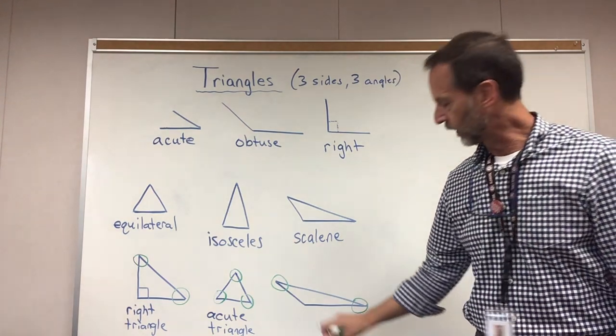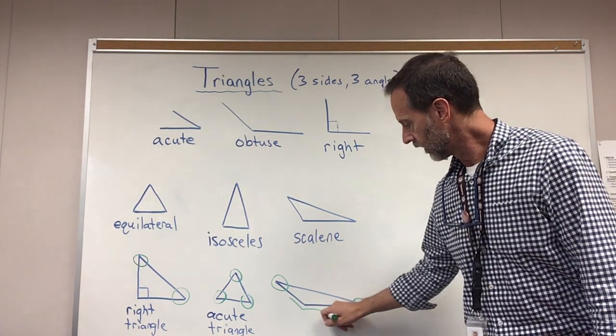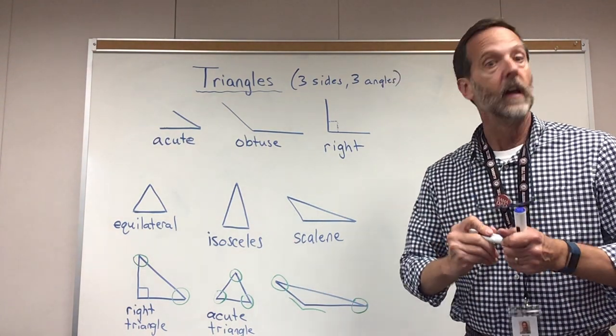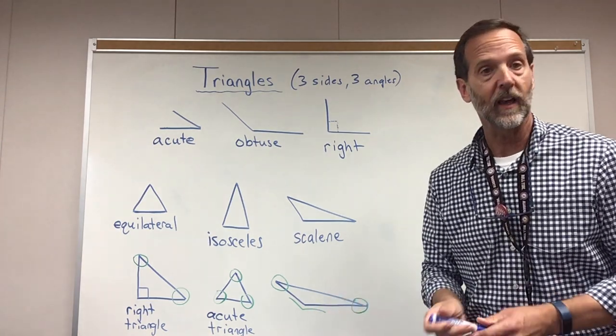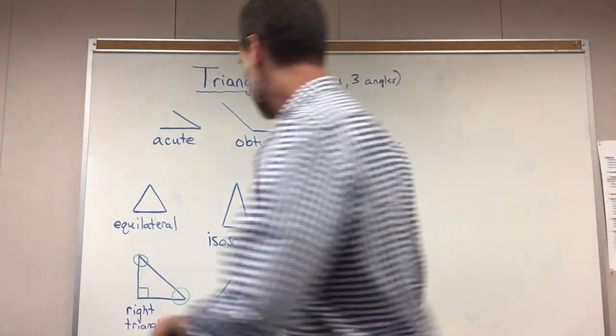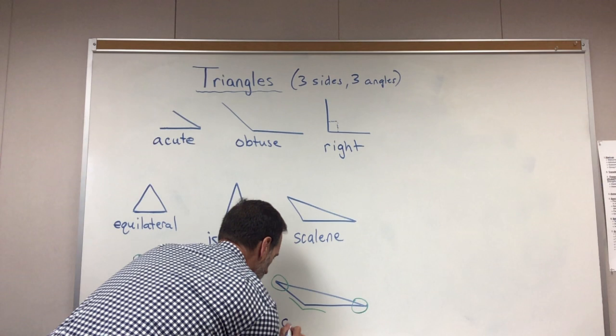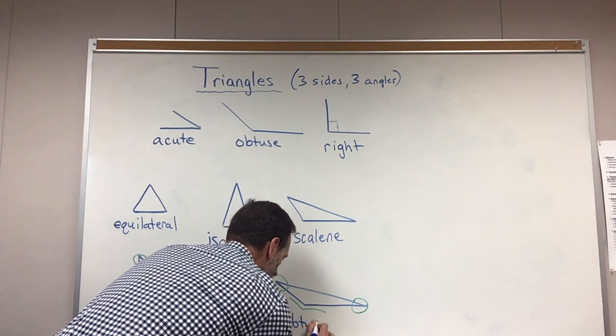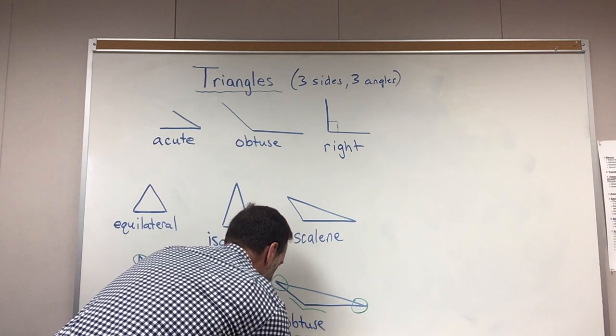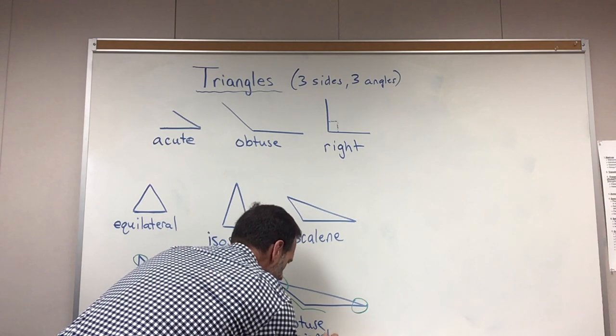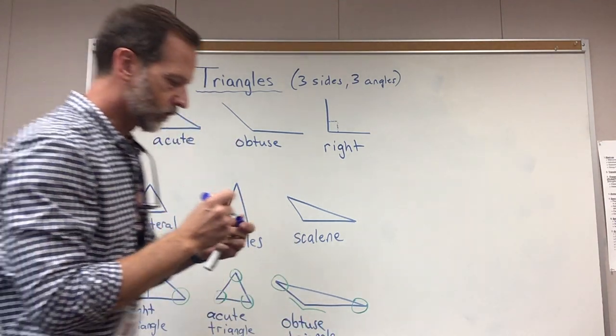Look at this one. That's an acute angle. But look at this big one down here. Look how wide that opens up. That's an obtuse angle, and that's an obtuse triangle. That is an obtuse triangle.